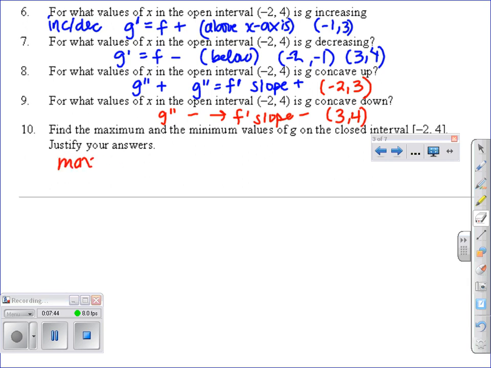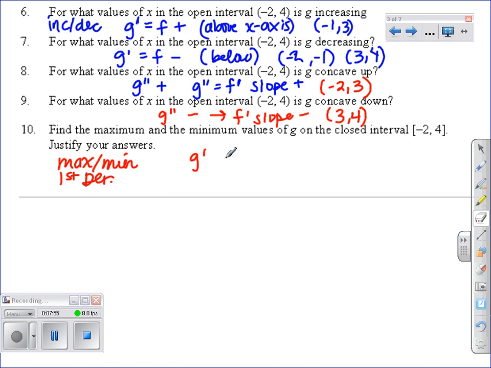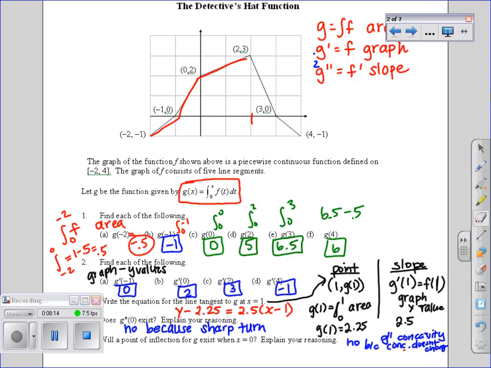Okay, max and min. Super important to look at the first derivative. So we're going to look at g prime, and this is going to be different because we have a closed interval test. So we're going to look from -2 to 4. Our possible max and mins happen wherever g prime is equal to 0. That's our critical numbers. So we look over here, g prime is equal to 0 at -1 and at 3, because g prime is the graph. So these are our two possible places.